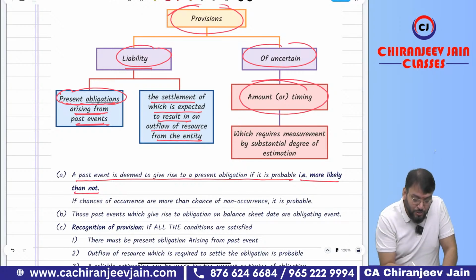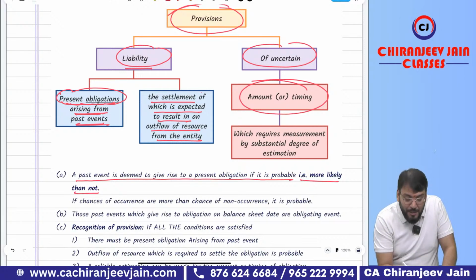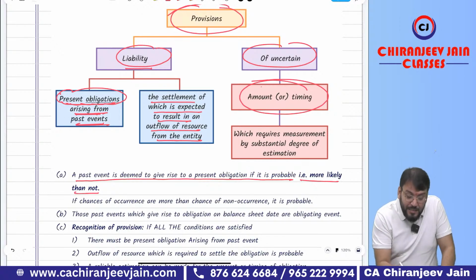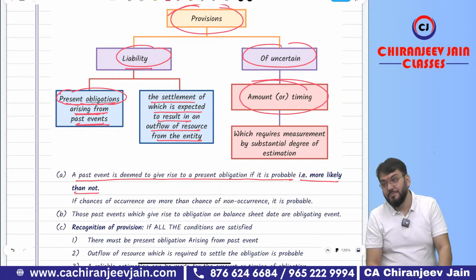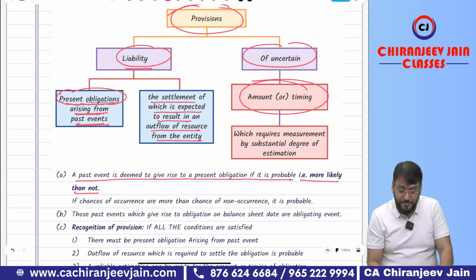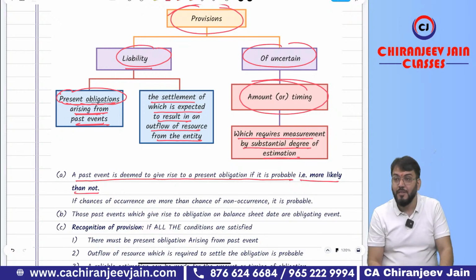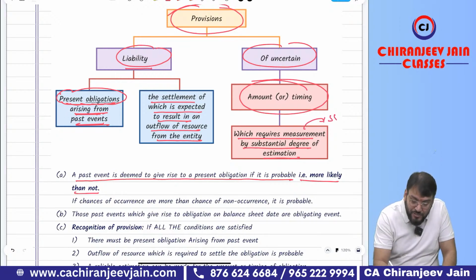Yes, sir, you understood. So can you repeat the definition? Liability means a present obligation arising from a past event, the settlement of which is expected to result in an outflow of resource from the entity. If this liability requires estimation, because estimation of what? Uncertain amount or timing, then that liability becomes what? Provision. That liability becomes provision. Correct? Means it requires measurement by a substantial degree of estimation. Now, how to measure, that will be discussed in the latter part of this particular chapter.